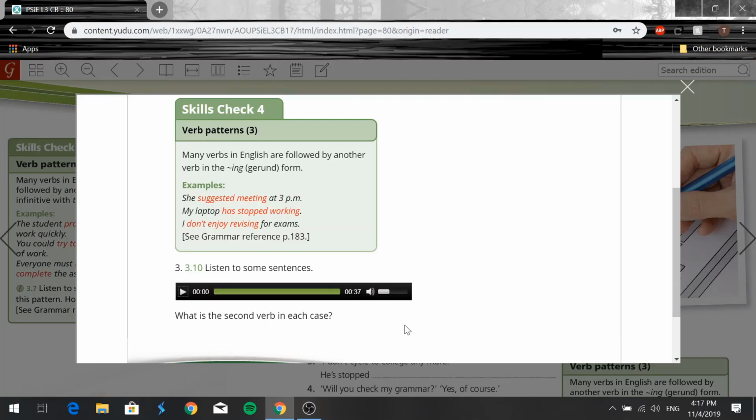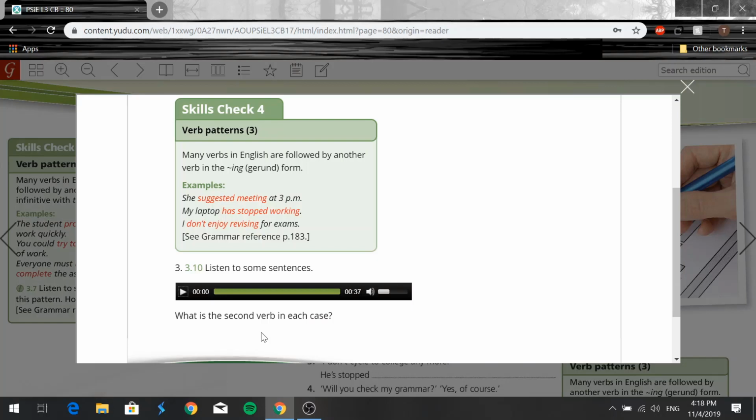Okay, so these were some examples. Let's say them out loud one more time. So we have A, I suggested working together on the project. The second verb in each case, or in this one, being working. Okay? I enjoy living on my own. Living is the second verb. Do you like listening to music? Listening is the second verb. She hates meeting new people. Meeting is the second verb.